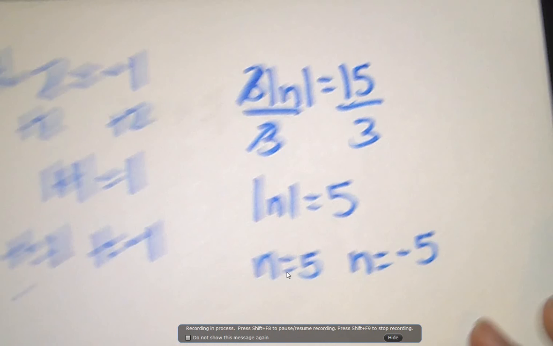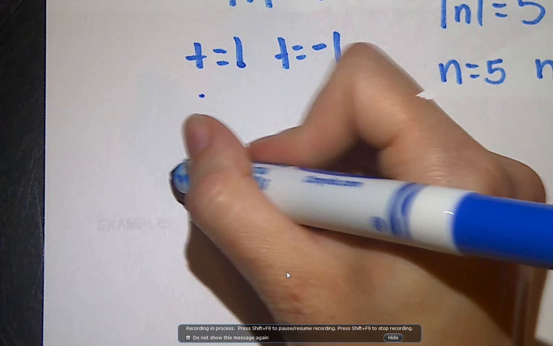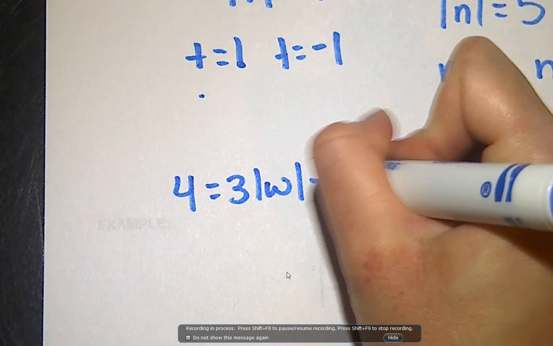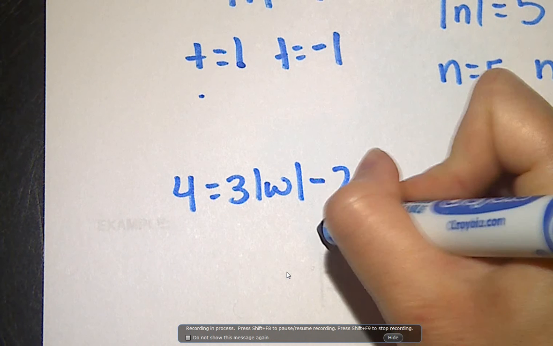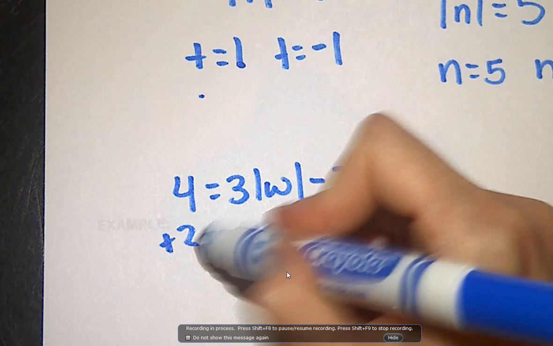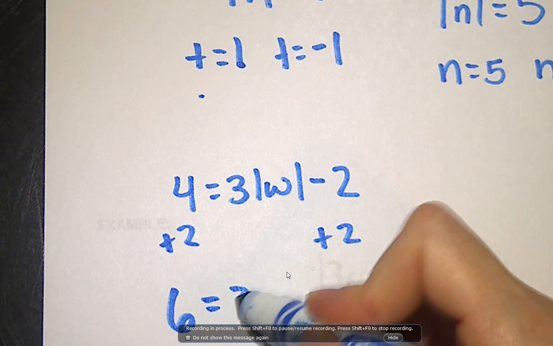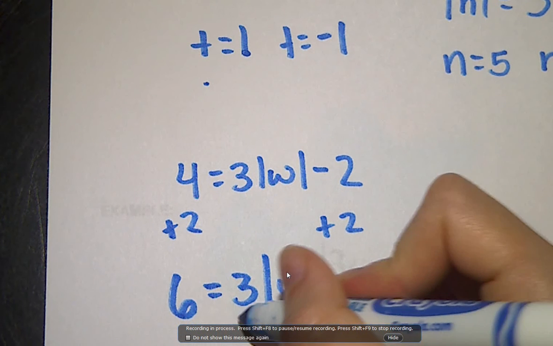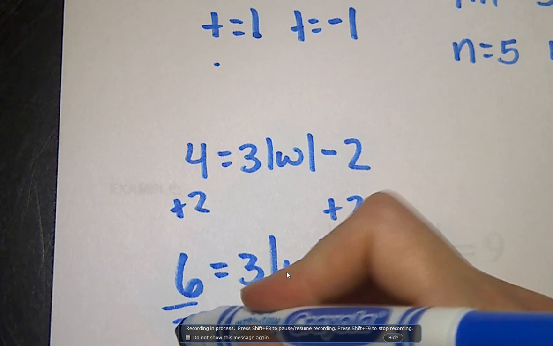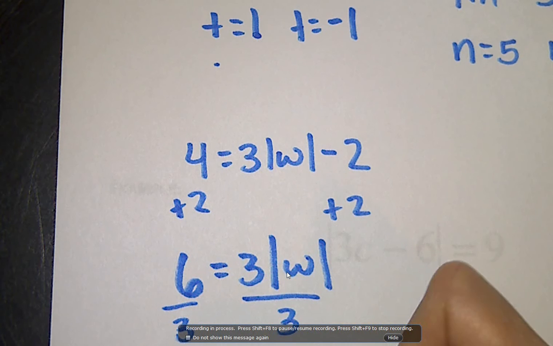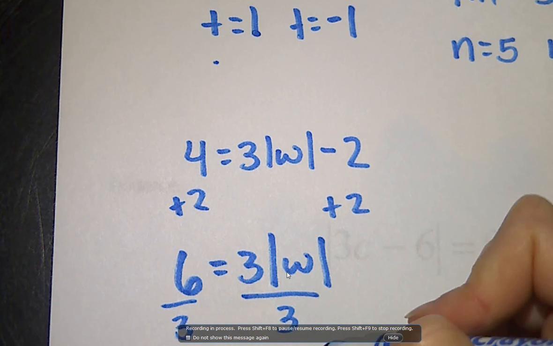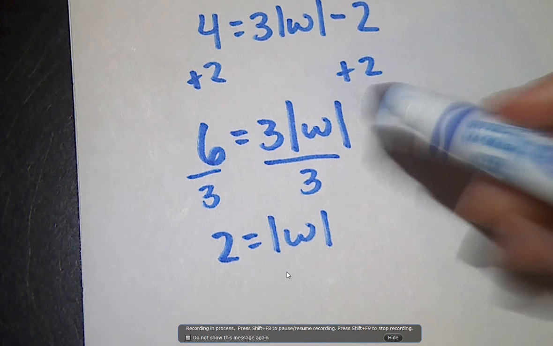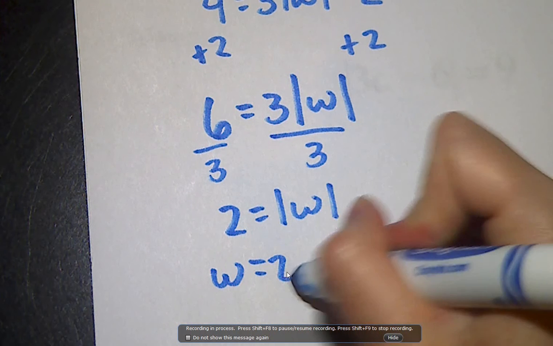For C, you had 4 equals 3 times the absolute value of w minus 2. So you add 2 to both sides, and you get 6 equals 3 times the absolute value of w. We're going to divide both sides by 3, so this is a two-stepper. 6 divided by 3 is 2, so the absolute value of w is 2. Your two solutions would be w is 2 and w is -2.